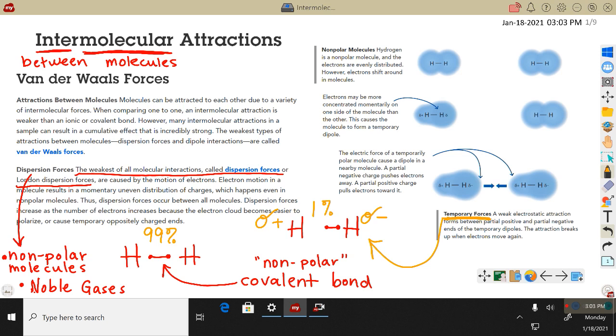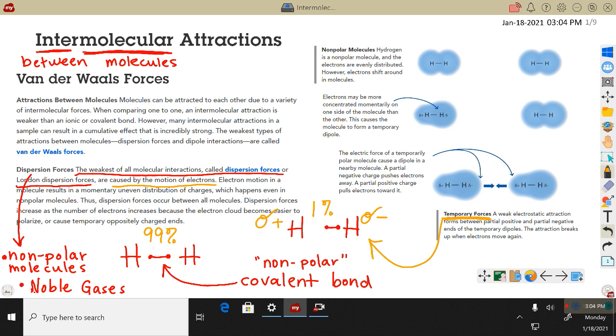And so it's kind of mentioned over here, these London dispersion forces are caused by the motion of electrons, the random motion of electrons. What if by some split second in time, the electrons are closer to one hydrogen than another? Well then, for that moment in time, you will create a temporary region of charge. Okay, so now here's what happens.